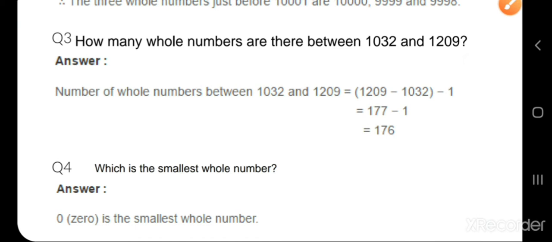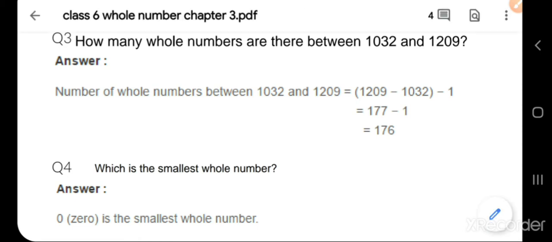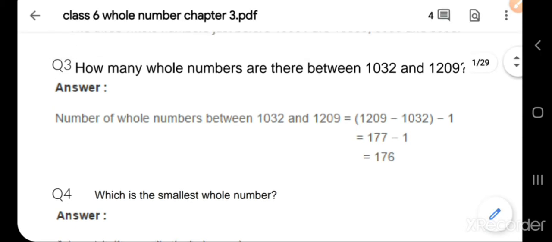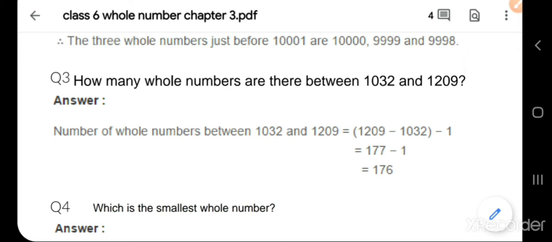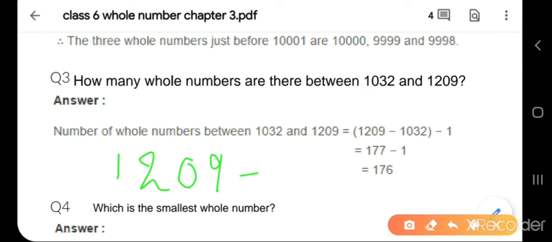Now how many numbers are there between 1032 and 1209? To find this, you need to find the difference of the given two numbers, and then again you have to subtract 1 from it, like this. Or you can subtract step by step also, like you can first subtract 1209 minus 1032, and the difference would be 177.